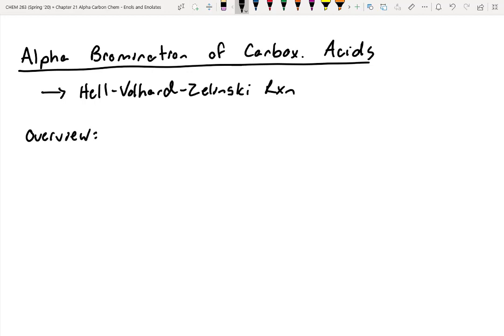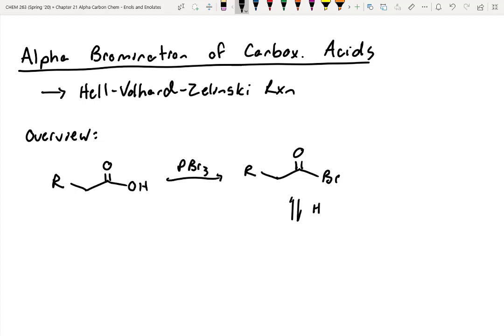We're really not going to get into the nitty-gritty of the mechanism, but the first step in the Hell-Volhard-Zelinsky reaction is to react your carboxylic acid with phosphorus tribromide. And if you remember, phosphorus tribromide is used to convert alcohols to alkyl halides, specifically alkyl bromides. In this case, we don't have a true alcohol. We have an OH group coming off of our carboxylic acid, but it still works. So we're going to swap this out and we're going to make an acid bromide. This is highly reactive. And at the same time, what we're going to do is use catalytic acid.